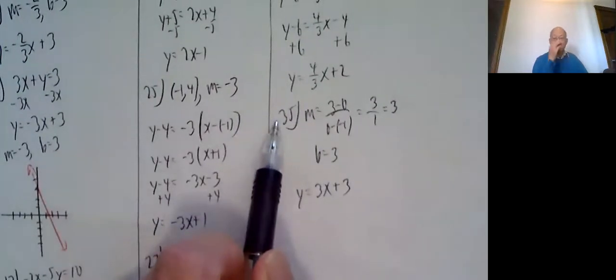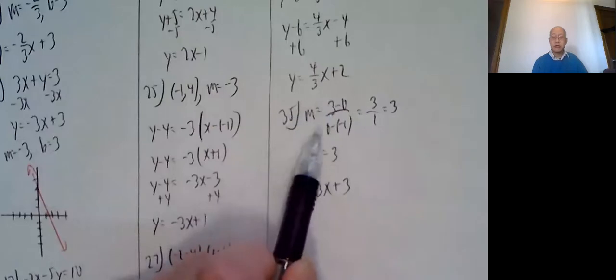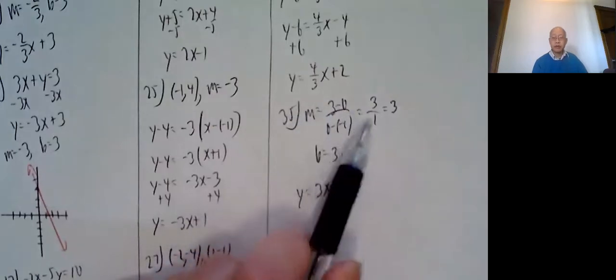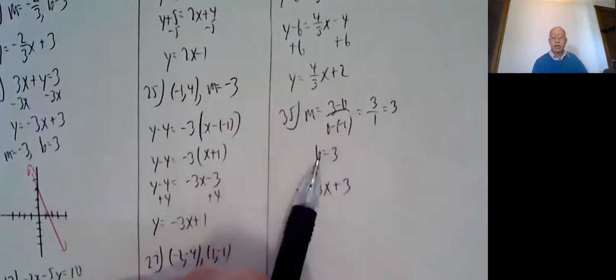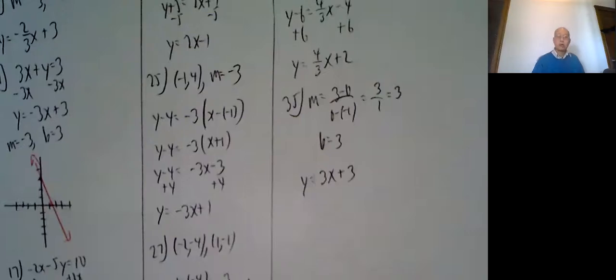Okay, for 35, to find the slope from the given points, I go 3 minus 0 divided by 0 minus a negative 1. That's 3 over 1, which is 3. And the b is also 3 if you look at the picture. So y equals 3x plus 3. All right, so these are notes from Elham, section 2.6 of Math 120 online.